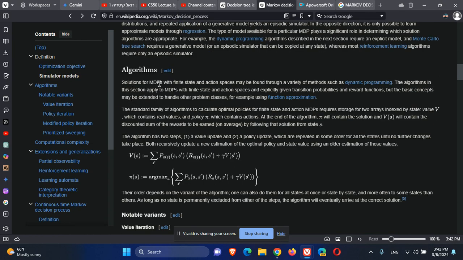Algorithms. Solutions for MDPs with finite state and action spaces may be found through a variety of methods such as dynamic programming. The algorithms in this section apply to MDPs with finite state and action spaces and explicitly given transition probabilities and reward functions. But the basic concepts may be extended to handle other problem classes, for example using function approximation.